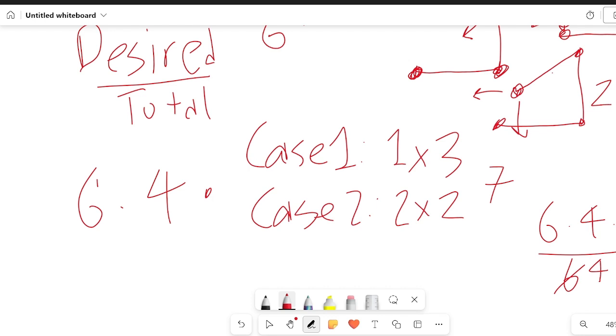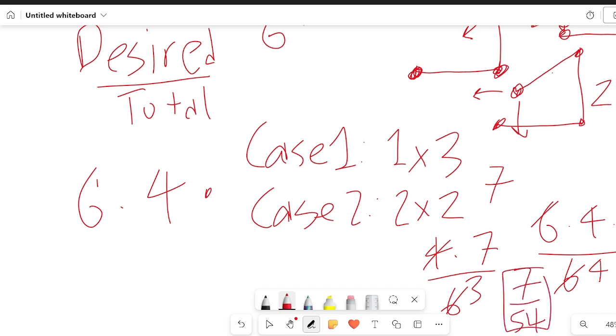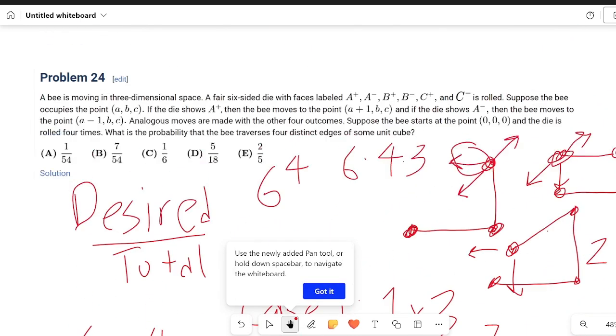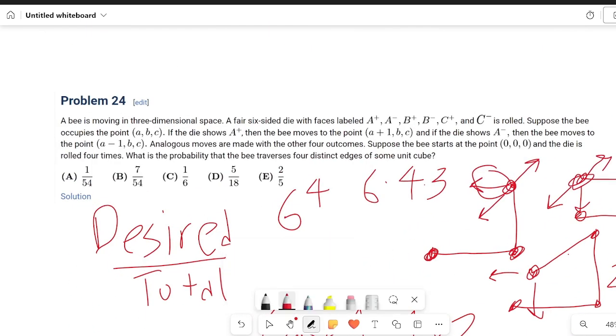So we can cancel out the 2 6s, right? So this will be 4 times 7 over 6 to the 3. And then if we cancel out the 4 and then cancel out the 4 here, we get 7 over 54. So that is our final answer, which would make the correct answer choice B.